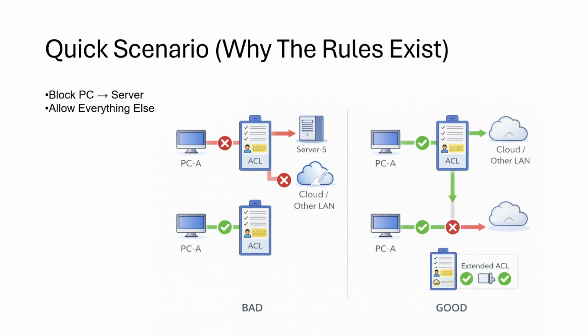Quick scenario. You want to block PC A from reaching server S, but allow PC A to reach everything else. If you use a standard ACL near PC A, you will block PC A too broadly, more than intended. But if you place that standard ACL near the server-side interface, you block PC A only when traffic is headed toward the server network. But with an extended ACL, you can specify source, destination, and ports, and then place it near the source while staying precise. That's why the rules exist.